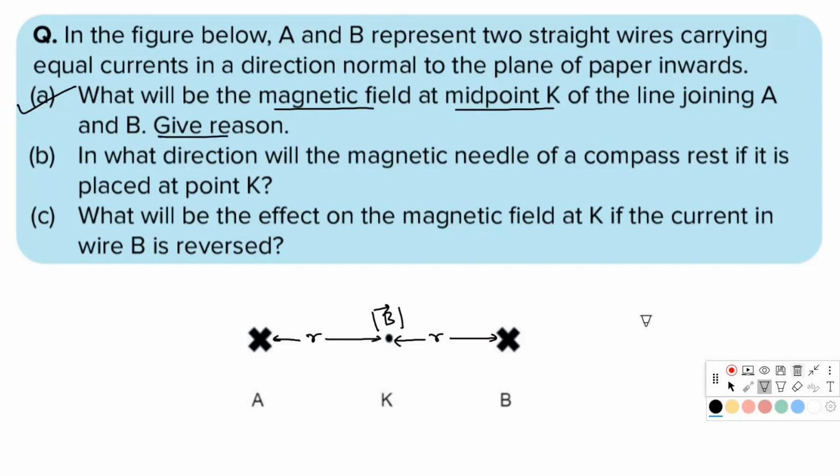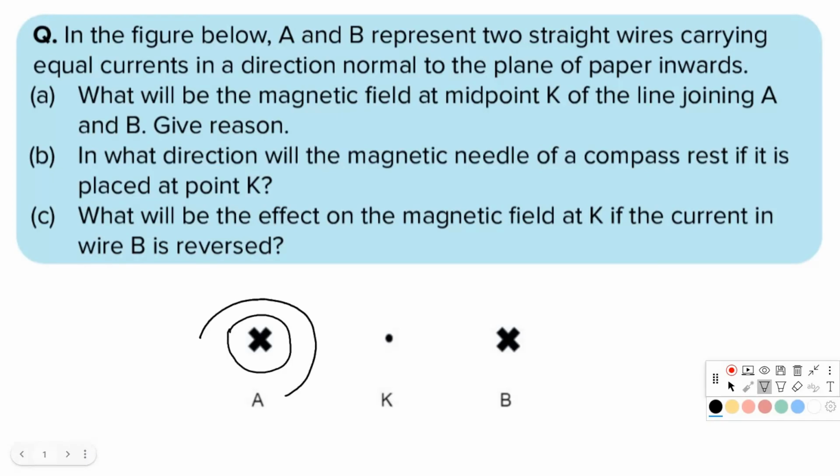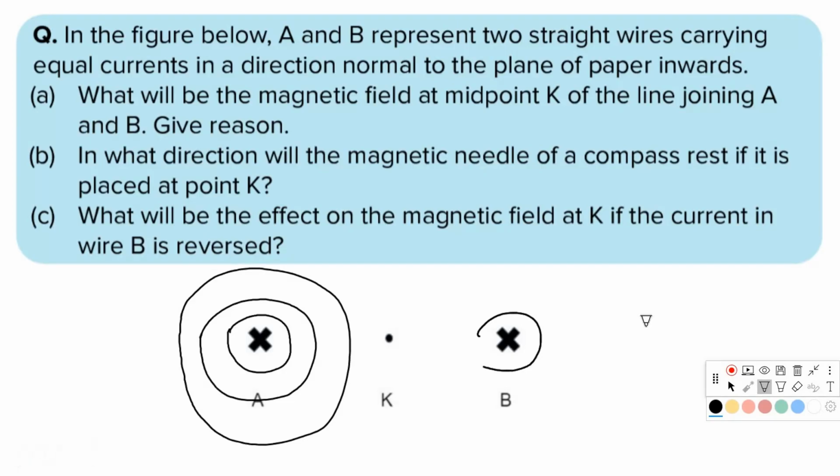So let's begin. The conductor at A is a straight current carrying conductor, and current is going from out to in. So we will apply the right hand thumb rule. When you apply it, point the thumb inside the paper and see how your four fingers rotate. You will realize that the magnetic field will be in the form of concentric circles around the point where the conductor is, and the field will be like this.